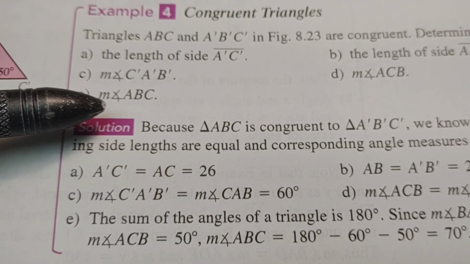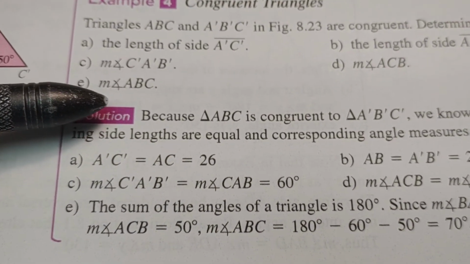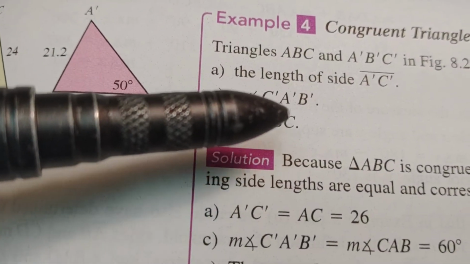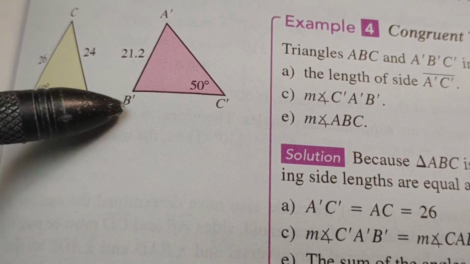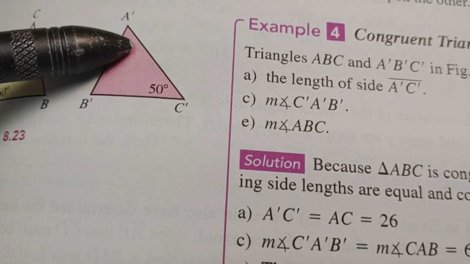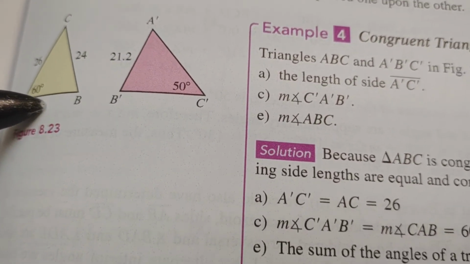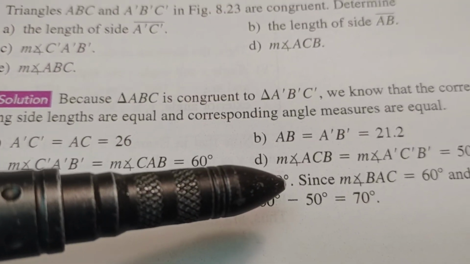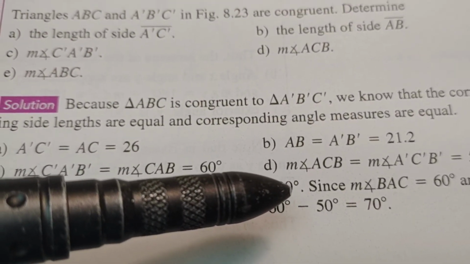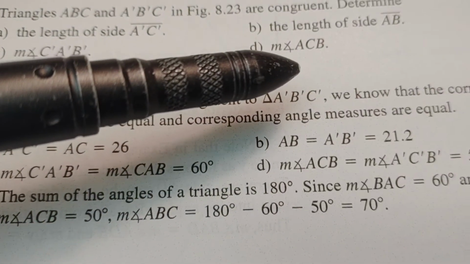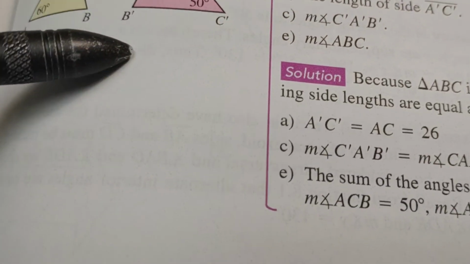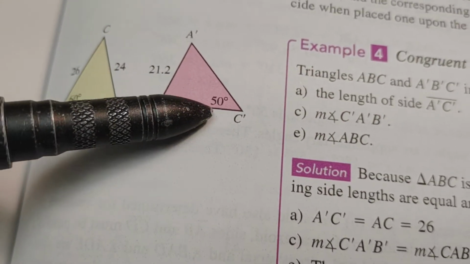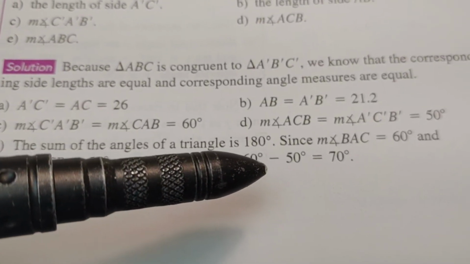C says the measure of angle C prime, A prime, B prime. Well, if we're looking at A prime, remember the middle point here is the vertex. So here's the vertex that we're looking for. So we go here, it's 60 degrees. D says measure of angle ACB. So C is the vertex. So we're looking for C, which is right here. So we go to C prime, it's 50 degrees.